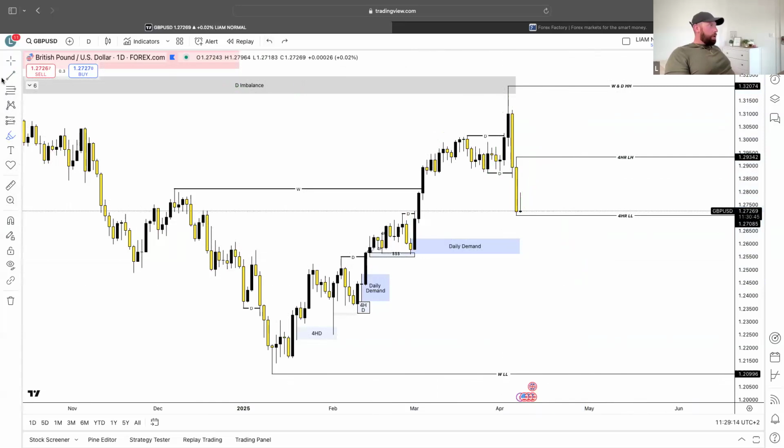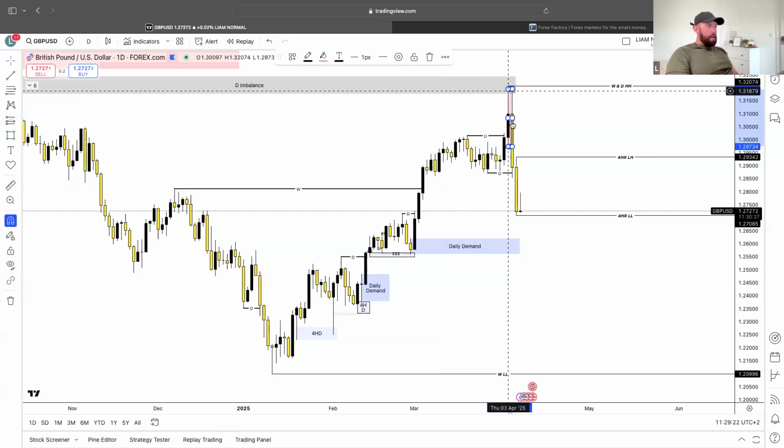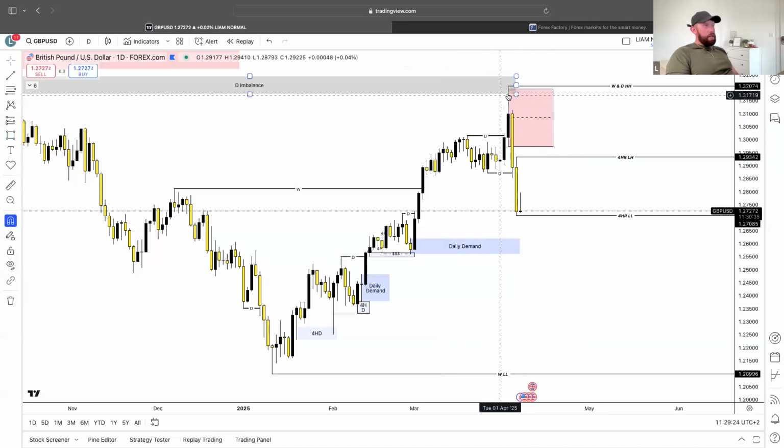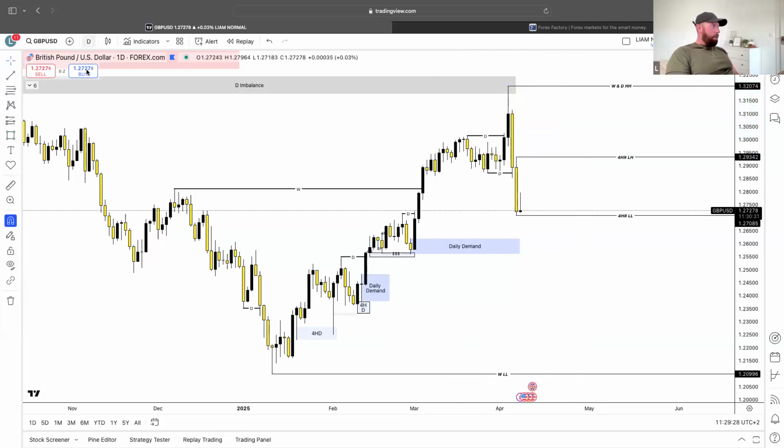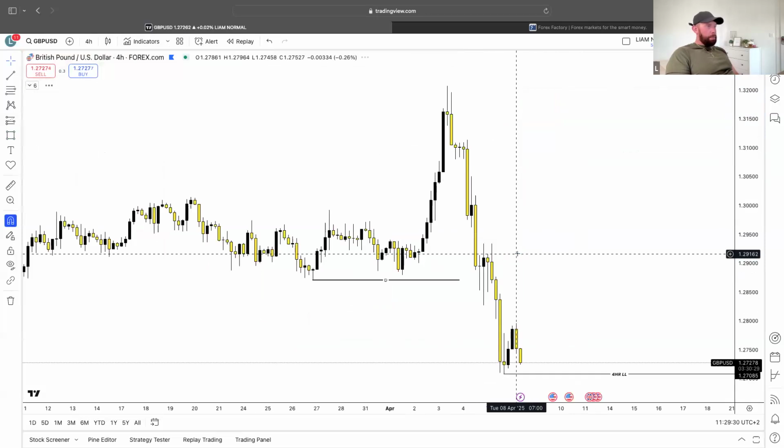As of right now, nothing's really clear from a daily. Of course, the daily that I would like to see the market come back to eventually will be this daily supply candle here. But as of right now, we're nowhere near that. So let's just play what the 4 hour is telling us. So look at the 4 hour.